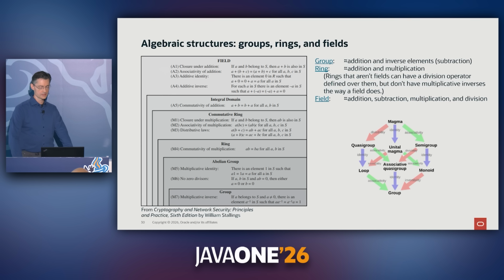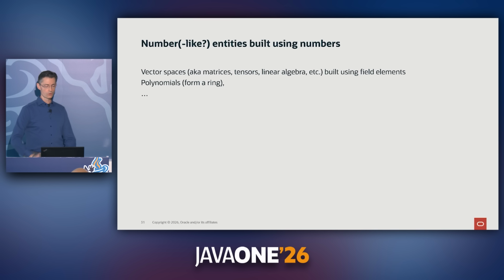There's something that looks really simple, like a monoid. That's just an add operation and an identity. But even that's kind of complicated. We can tease out very fine distinctions between things like that. But there's even more we can do.